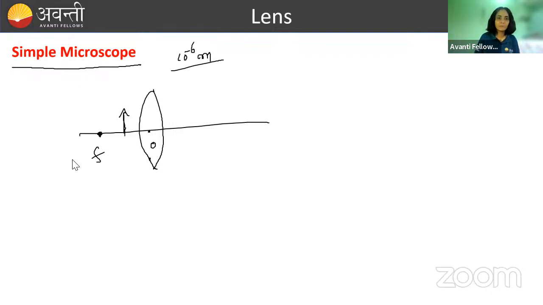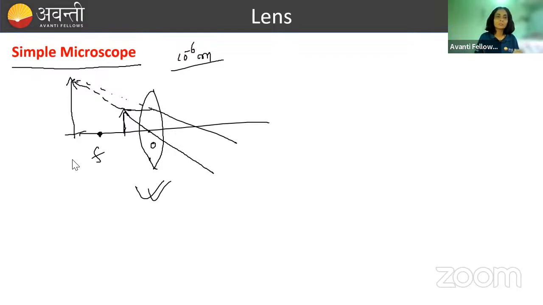Now, what will happen if the object is kept like this? The image will get formed something like this. The refracted rays won't actually meet, as is the case with image formation in this condition. If we extend these rays backward properly in a straight line, we will get an image here. This is called a virtual image, and we have already gone through it. So a simple microscope is nothing but this.